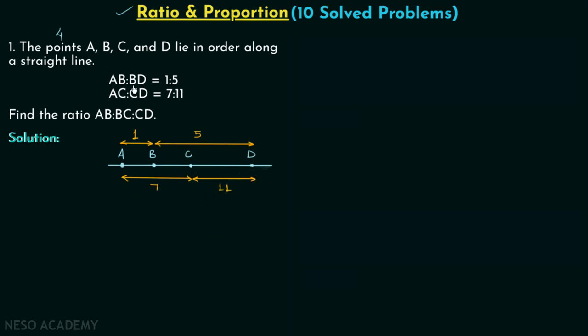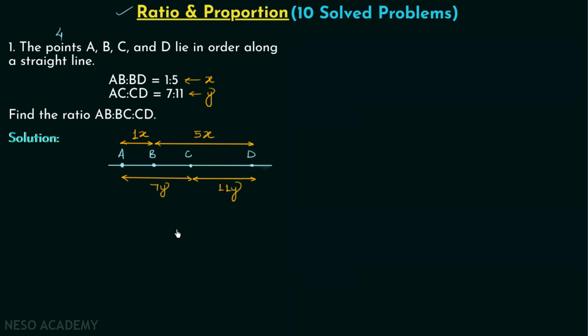Now notice in the first ratio there is no common factor, so we will assume the common factor is x. So here we will have 1 multiplied by x and here we will have 5 multiplied by x, because including the common factor in the ratio, we will have 1x ratio 5x. Similarly, in this second ratio, let's say the common factor is y. So here we will have 7y and here we will have 11y.